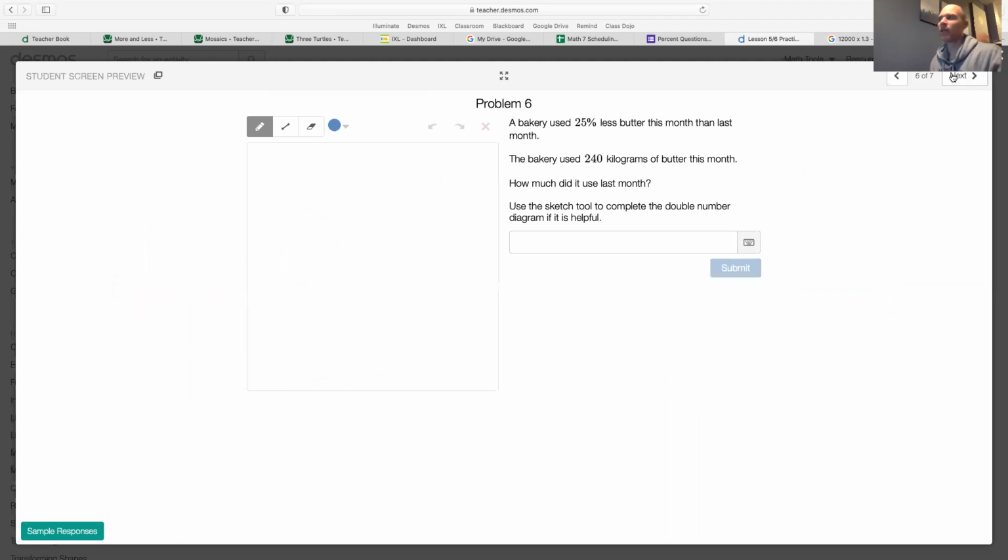All right, let's do another one. It says a bakery used 25% less butter this month than last month. So it sounds like it's going to be a 25% reduction question. The bakery used 240 kilograms of butter this month. So they gave me the new amount, right? The comparison here is from last month to this month, and the amount they gave me is this month. So that's the new amount in this case, or the part. New and part are the same thing. And so we're looking for a whole or original amount in this one.